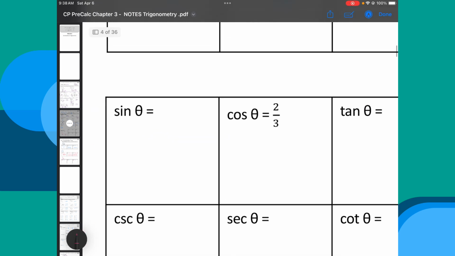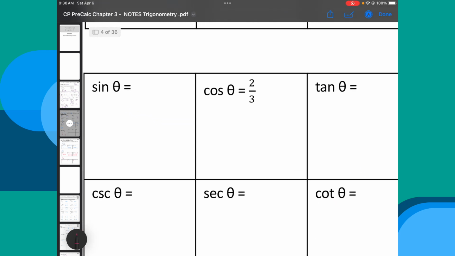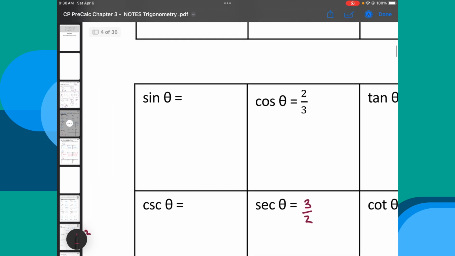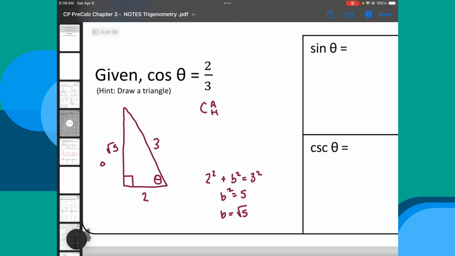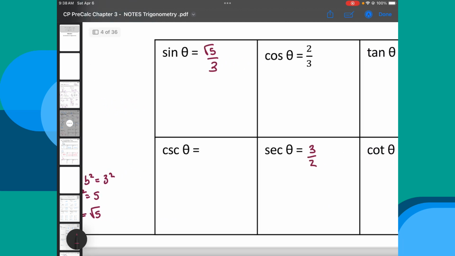And then we can go set up our other trig functions. So if we know cosine, then secant's really easy. It's just 3 over 2. So that one's quick. For sine, we have our opposite side. So I didn't label them, sorry. Opposite, adjacent, hypotenuse. So for sine, we have opposite, square root of 5 over 3. That means that cosecant's going to be 3 over the square root of 5.